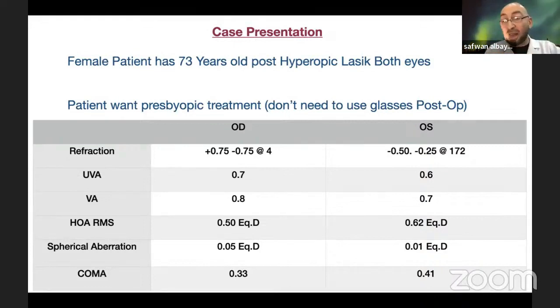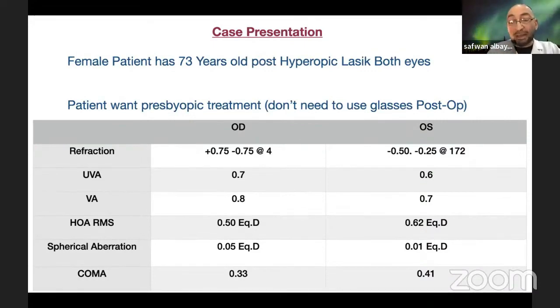Uncorrected is 0.7 for the right, 0.6 for the left, and corrected visual acuity was 0.8 for the right, 0.7 for the left. High order aberrations, which I was concerned about, were a total root mean square of 0.5 equivalent diopter for the right and 0.62 for the left, so it's exceeding the limit of our limitation for the diffractive. Spherical aberration was 0.05, and the coma here, which was a concern for me, was within the limit that I can use some sort of multifocality.